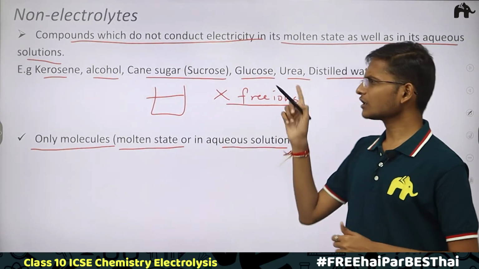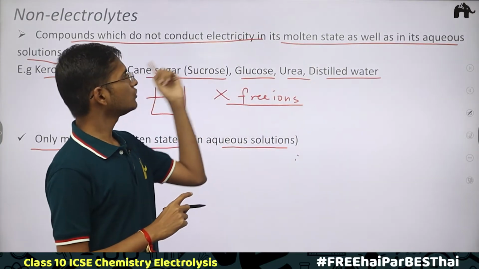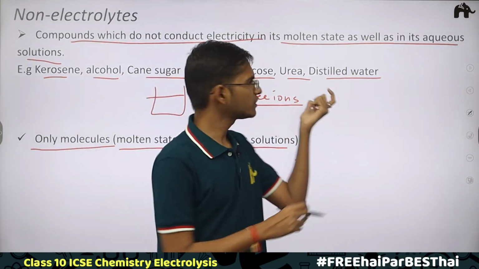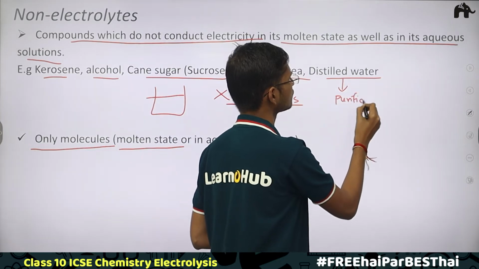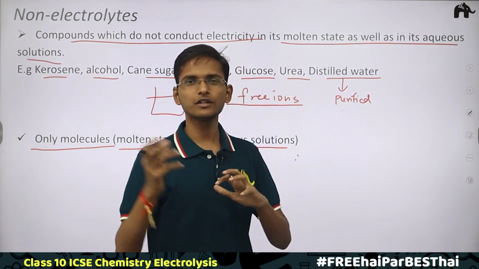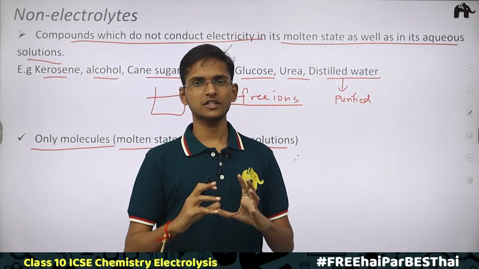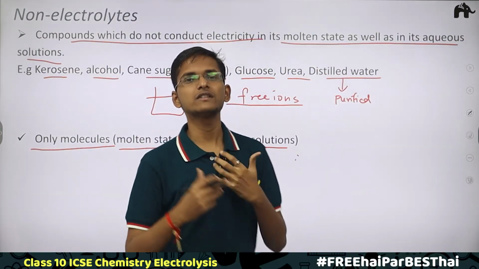Very clear? One more interesting thing I want to tell you, distilled water. Here you can see in the example, it is an example of non-electrolytes. Now you would say, what is actually this distilled water? Distilled water simply means purified water. Not the purified water which you drink in your houses by installing purification machines. This purified water is obtained by a process known as distillation.